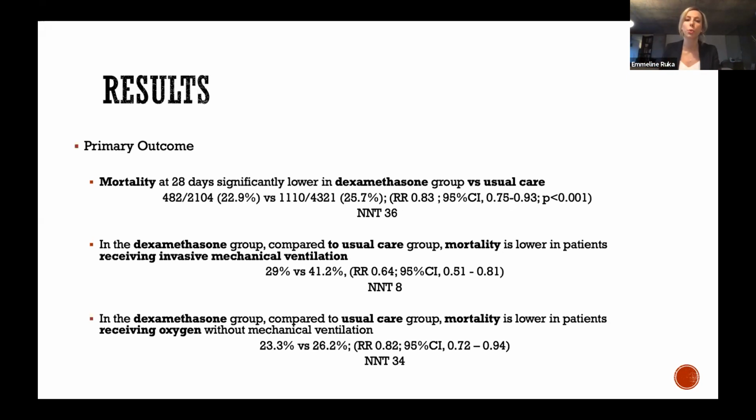If you look at DEX versus usual care in the patients who received mechanical ventilation, you see there's a difference, but it's much higher. So 29% mortality in the DEX group versus 41% in the usual care, with a number needed to treat of 8. So the sicker you are, the more you're going to benefit from the DEX. And the mortality is lower again in patients receiving some oxygen: 23% versus 26%, with a number needed to treat of 34.